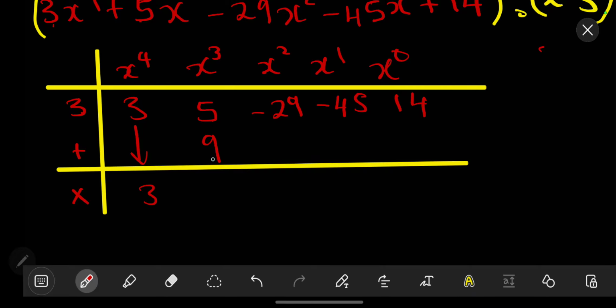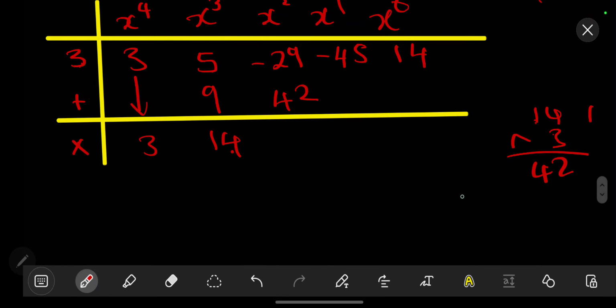Then we add 9 plus 5, this will give us 14. From there, multiply 3 times 14, which is equivalent to 14 times 3. This will be 2 remainder 1. Then we are going to have 3 plus that, we are going to have 42. So we write 42, add.